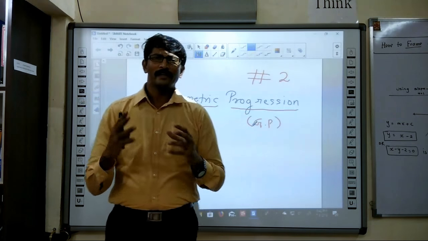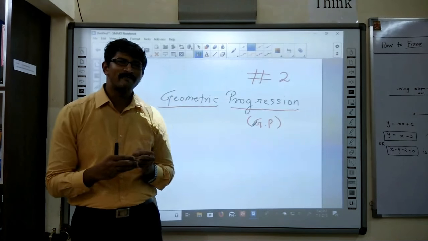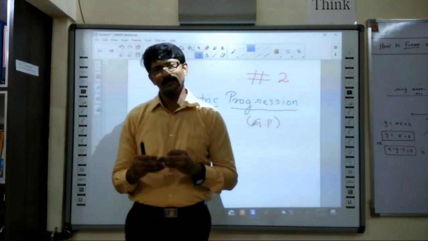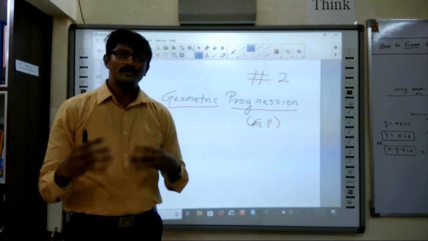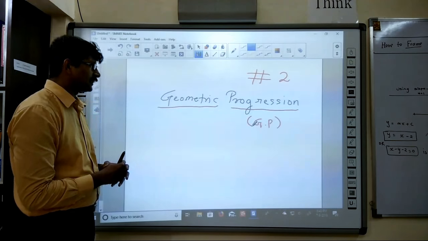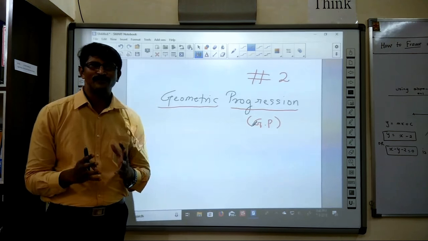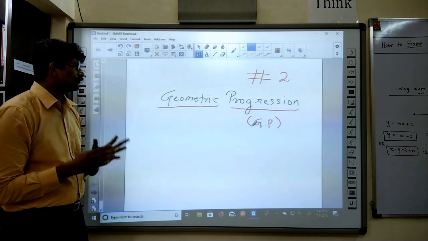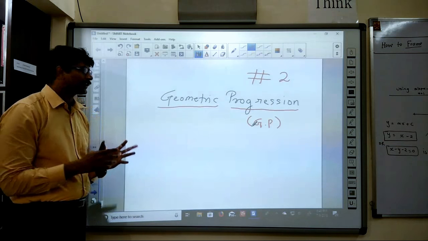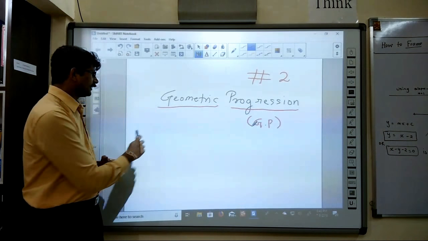So students, in arithmetic progression we have seen what is the first term, what is the common difference, what is the nth term, and what is Sn, that is the sum of all n terms. Similarly over here we're going to see the same terms. Let's understand first of all what exactly is geometric progression. I'll start teaching right now.